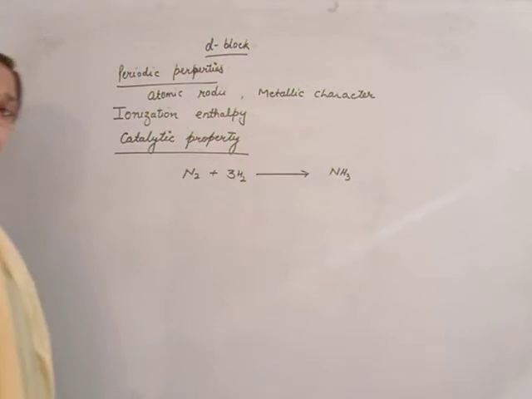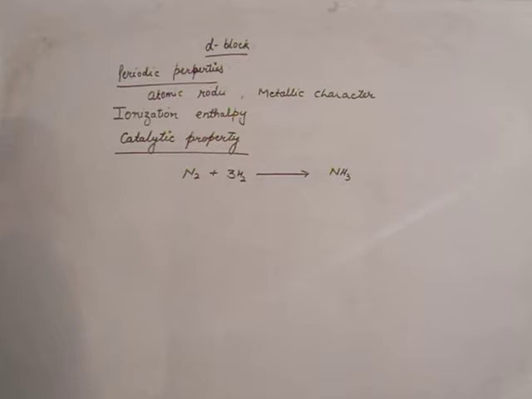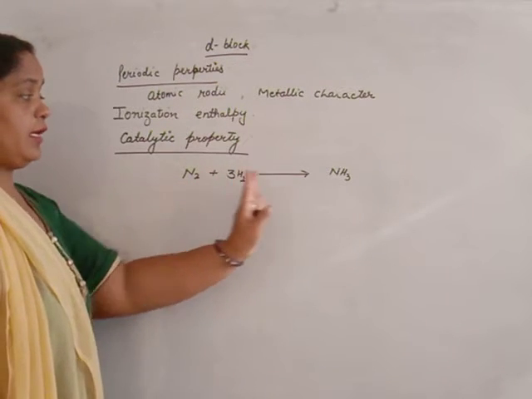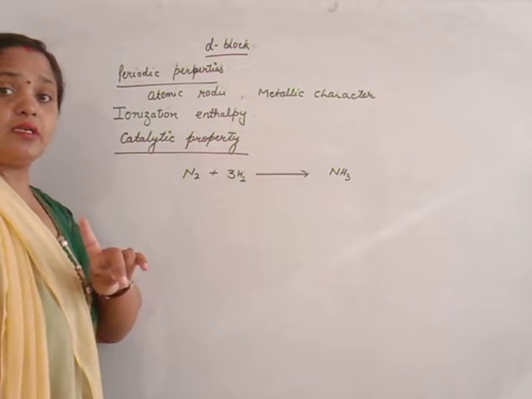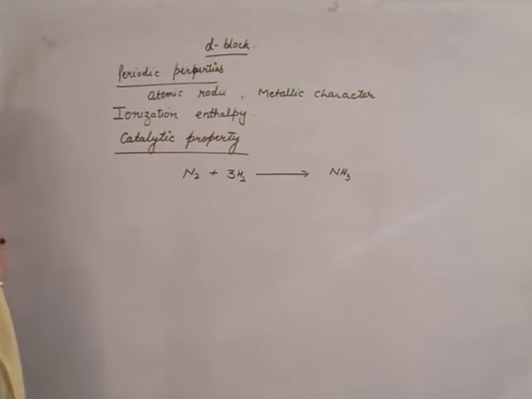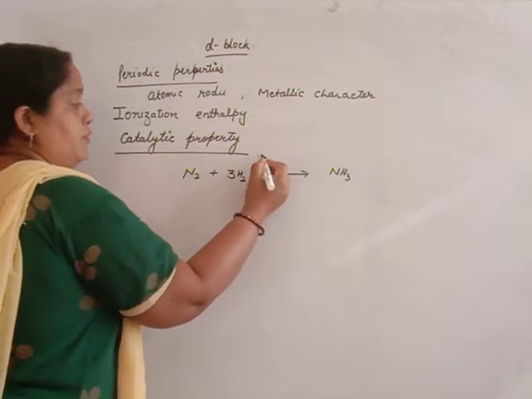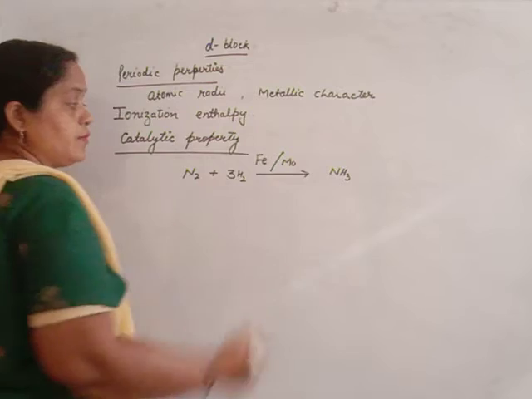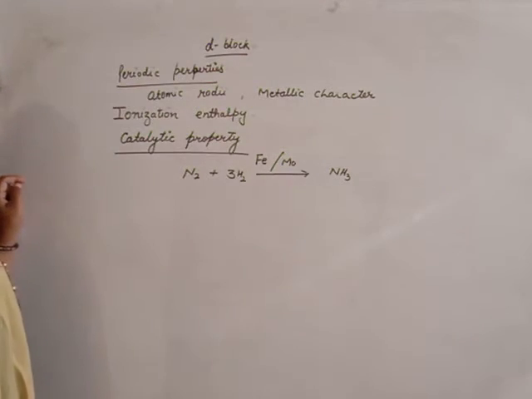It is a very slow process. If no catalyst or promoter is used, this reaction will be completed in one year. This is a very slow reaction. But ammonia is prepared in industries by this method because it is the cheapest method and easily available. To increase the speed of the reaction, we use a catalyst such as iron and molybdenum. Both are d block elements.